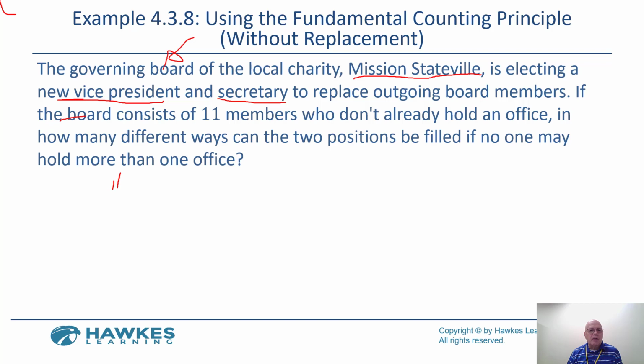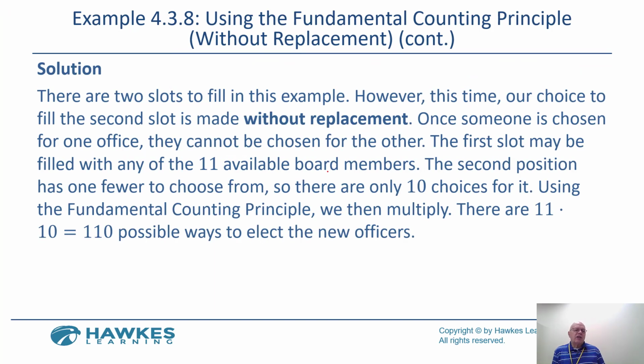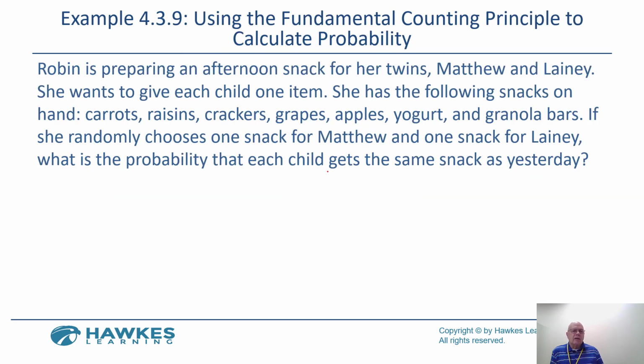So we have 11 to choose from. How many different ways can we choose those? When we make the first selection, we've got 11 people to choose from. But once we make the second selection, there's only 10 people left. We've already chosen one of those. So 110 possible ways to elect the new officers.